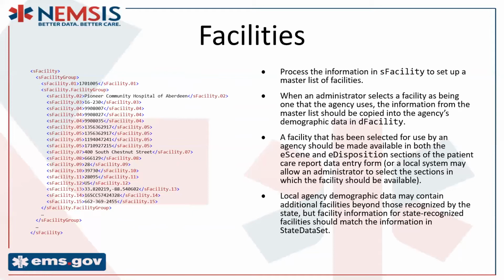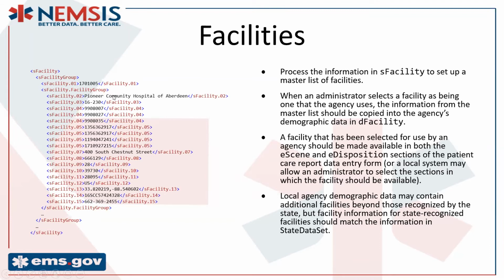Okay, finally, we have the facilities list. This is in S facility. There will be an S facility group for each facility type. So S facility.01 will contain the facility type, which in this case is hospital. And then there will be multiple instances potentially of S facility.facility group, which will contain details about a specific facility that is of that type.